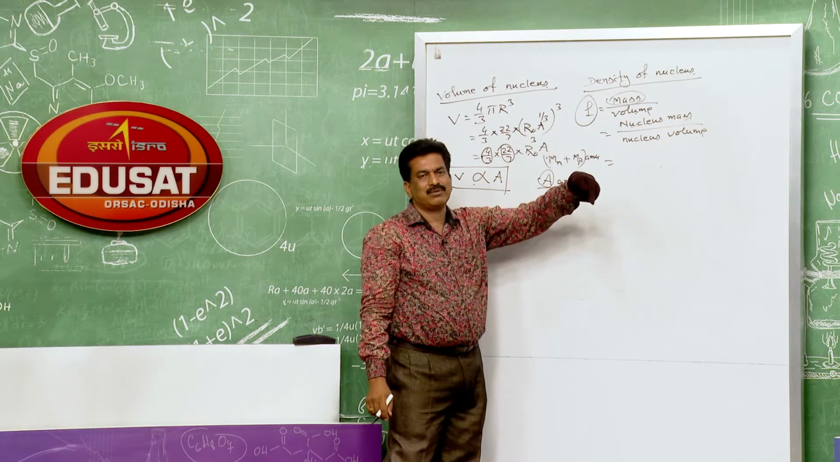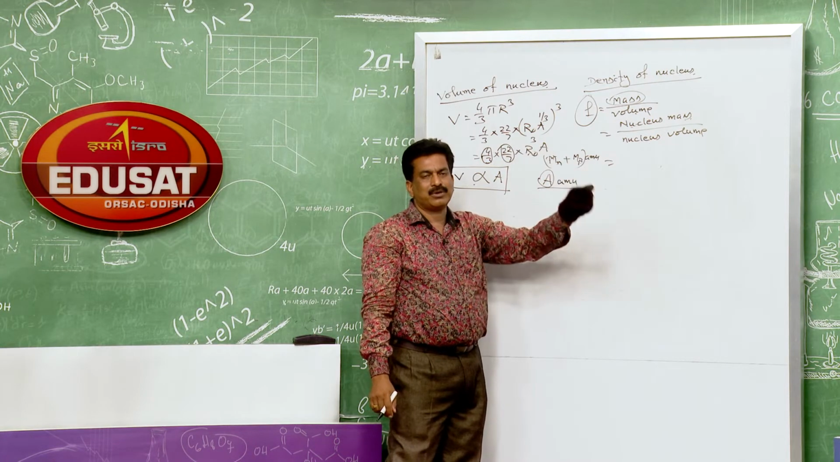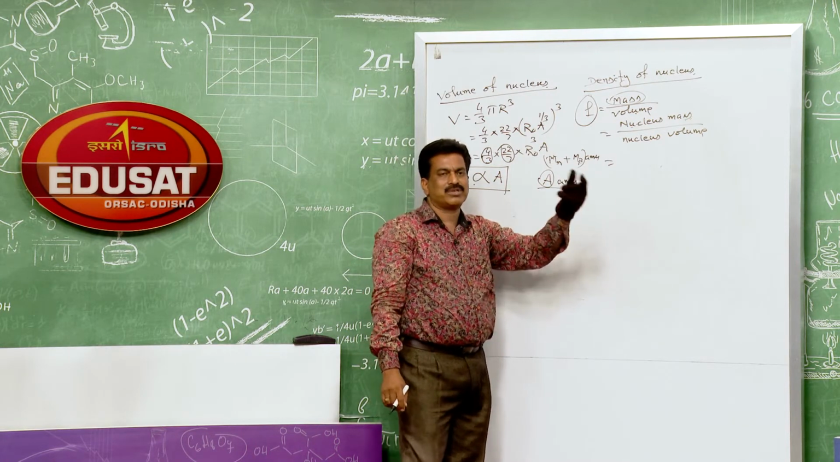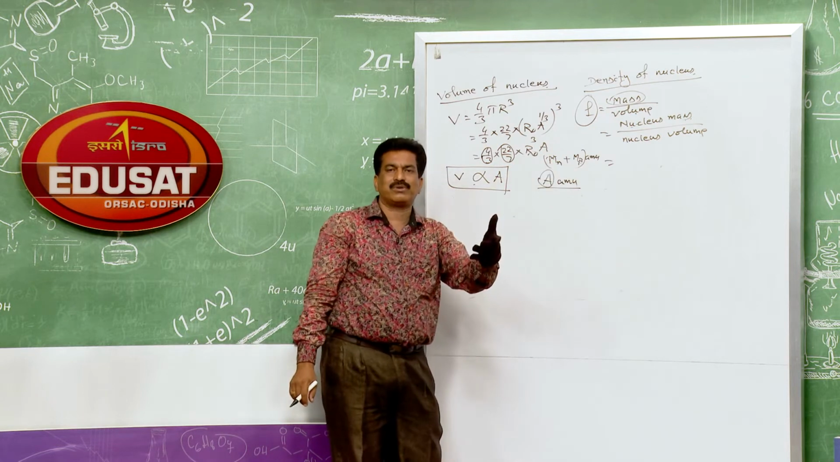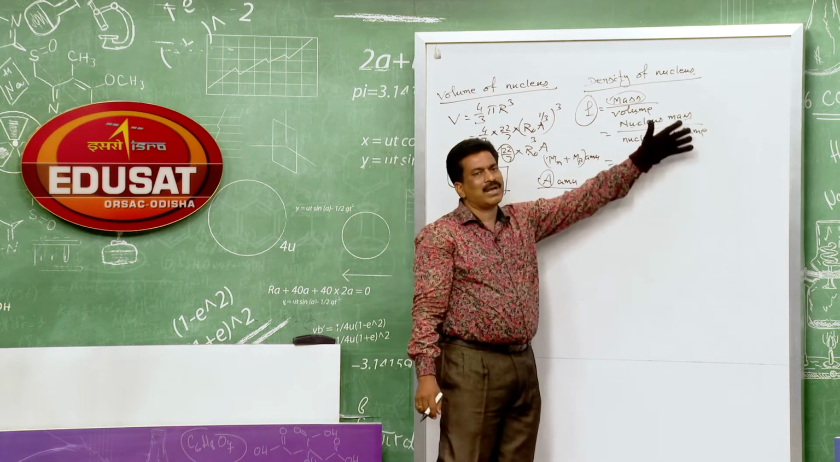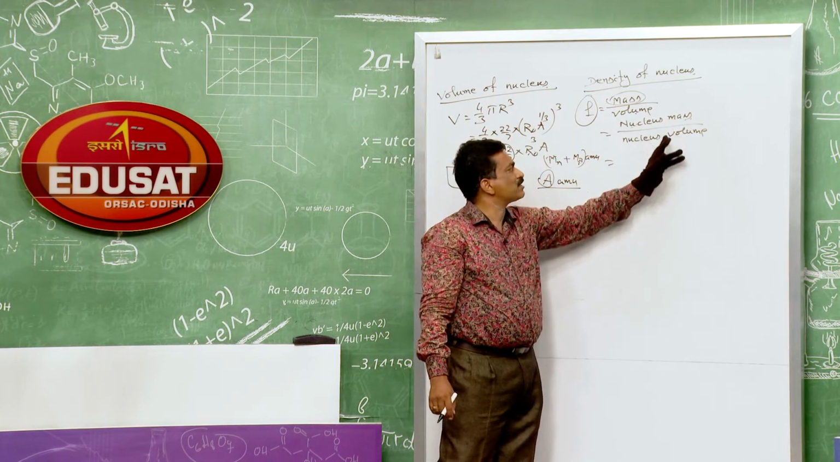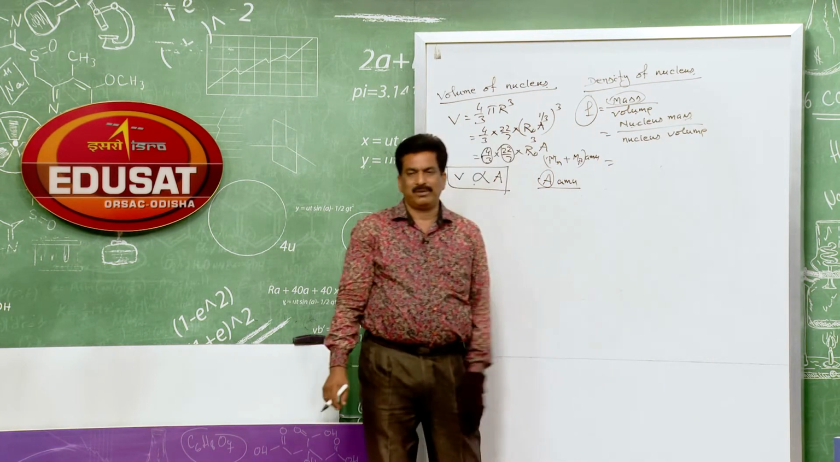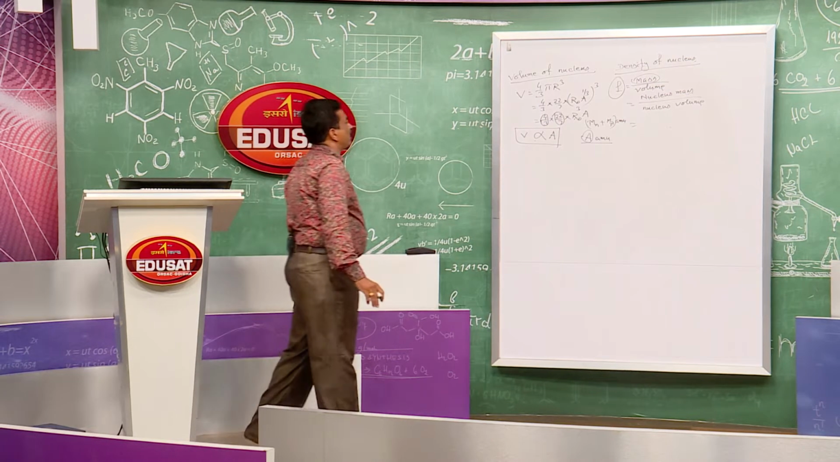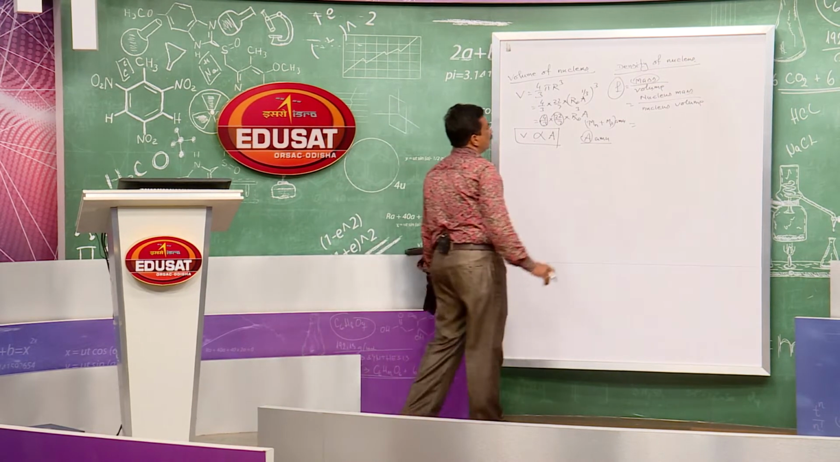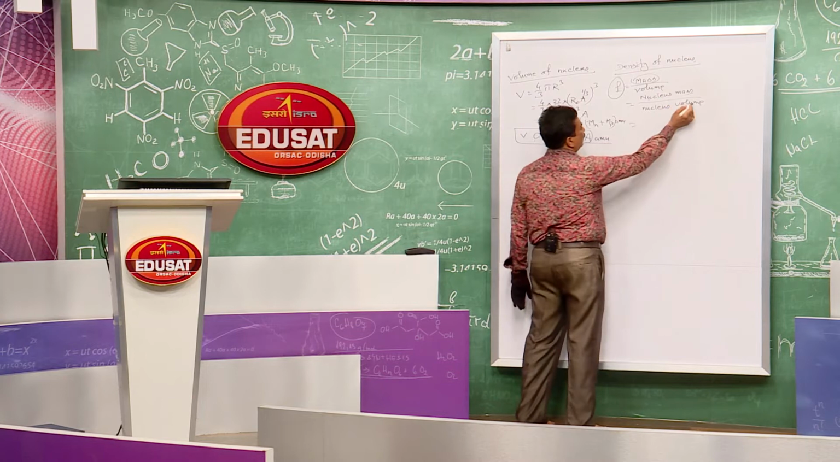What is inside the nucleus? Proton and neutron. So, if there are 2 protons, 3 neutrons, or 3 neutrons, 4 protons, or 1 proton, 2 neutrons, then their total mass will be the nucleus mass. So, that nucleus mass by the nuclear volume. Density is equal to the mass by volume. So, that is the nuclear mass by the nucleus volume.